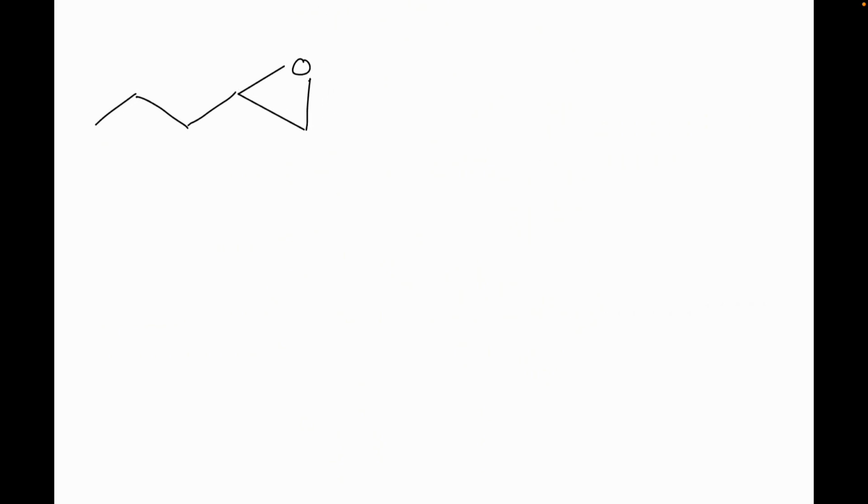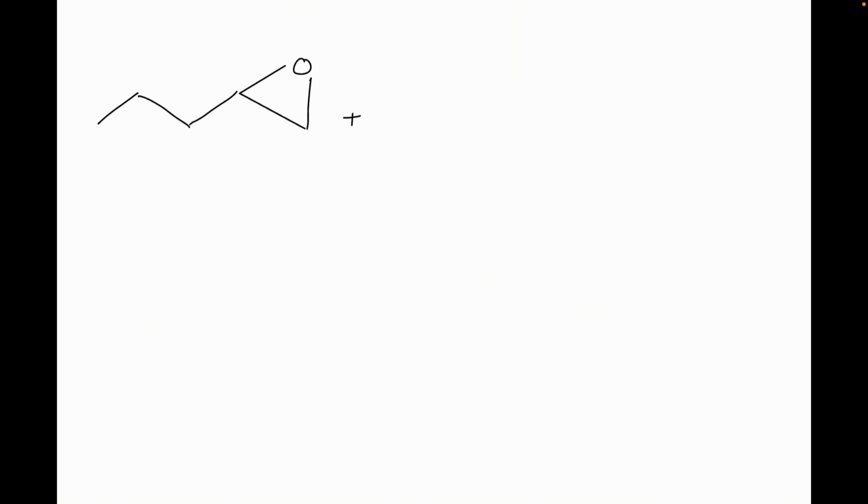This is now an asymmetric epoxide. So if I react this with a nucleophile, I would get a different product depending on which carbon in my ring that nucleophile attacks. It can hit this blue carbon over here, or it can hit the green carbon, and I would get a different product depending on which carbon it attacks.